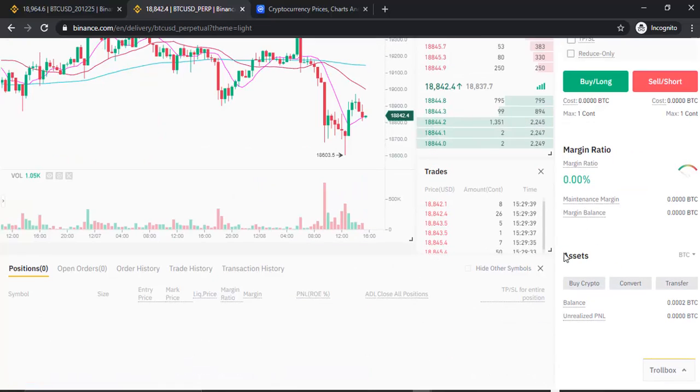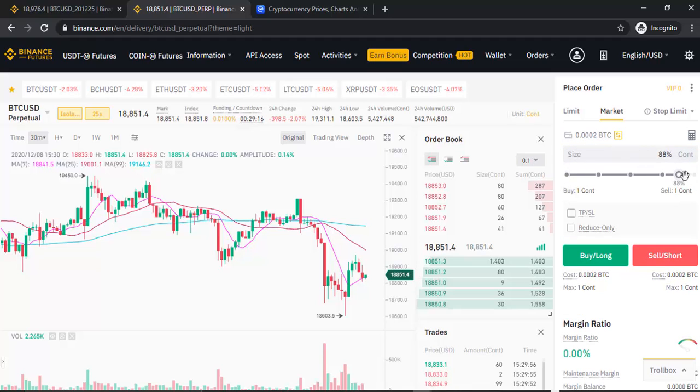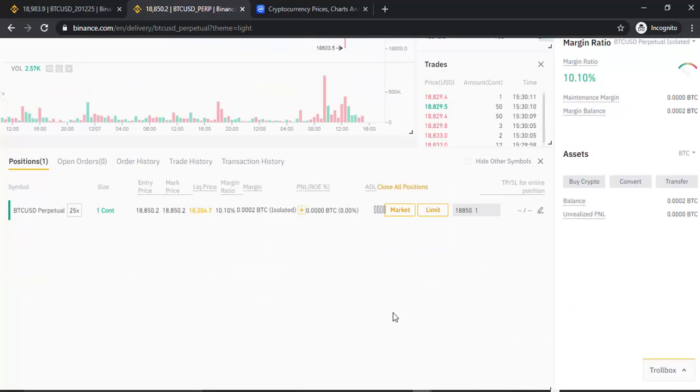So what we are going to do here is we use the market order and then 100%. When you are using 100%, we click on buy and the order is submitted, and we have it here. This is our position, and the entry price is $18,850.2, and this is the current market price.